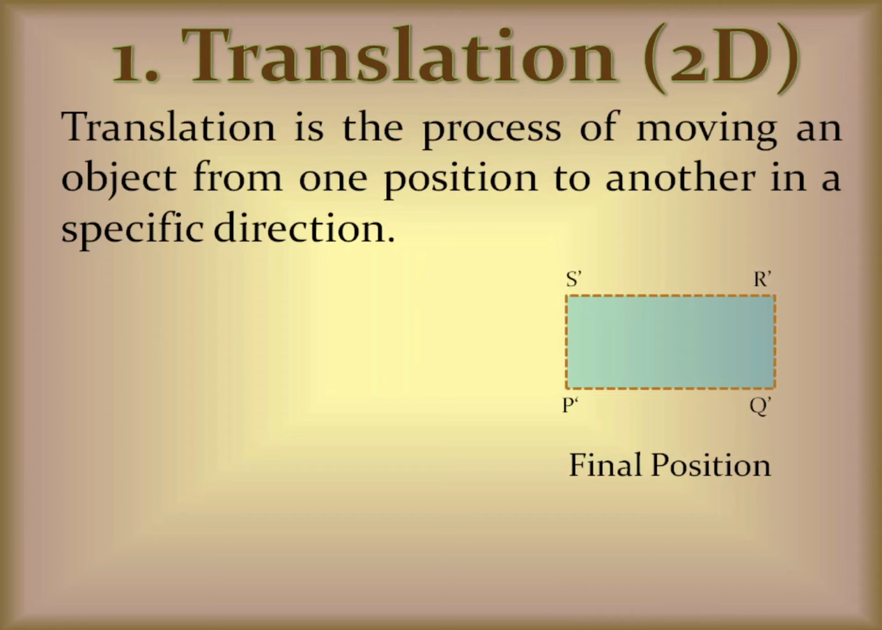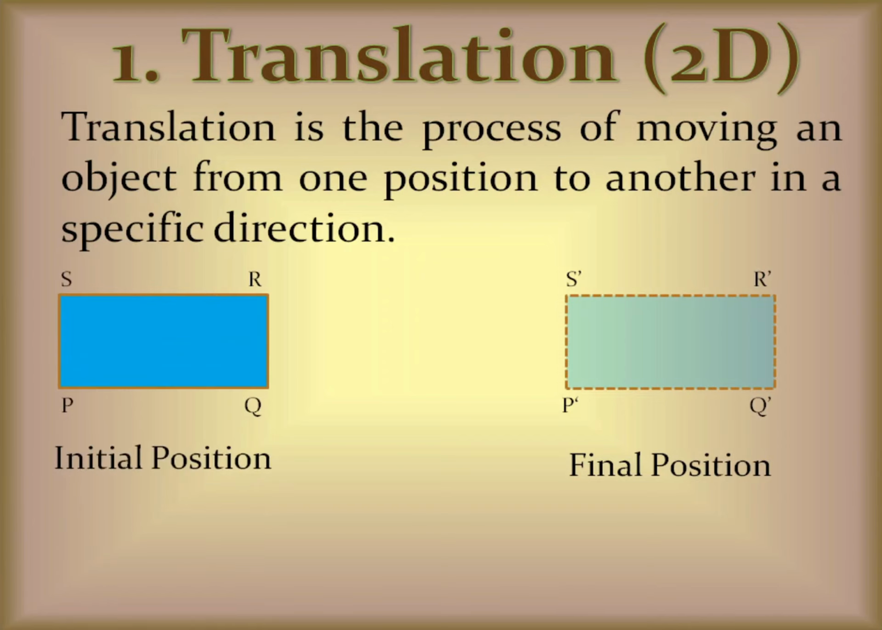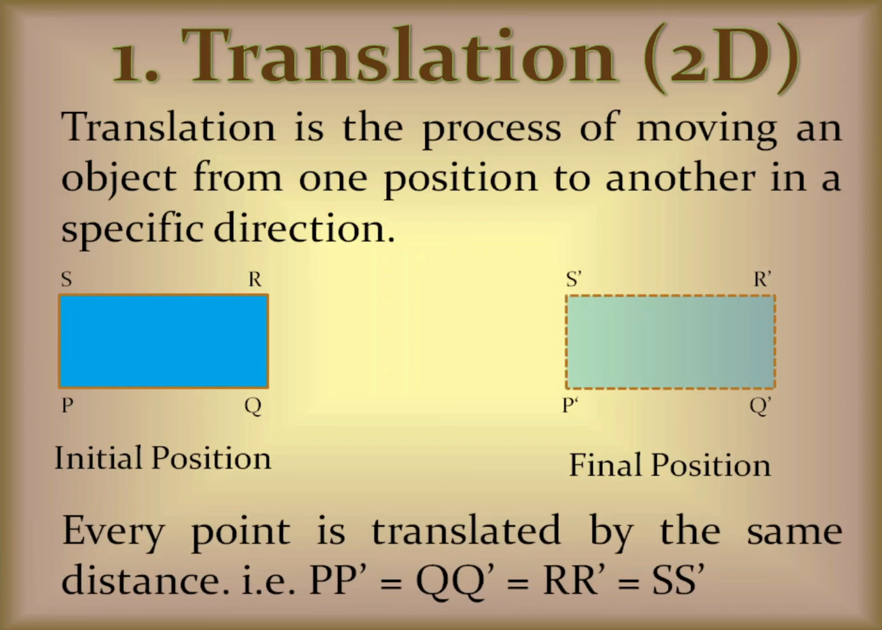Figure shows the new or final position of the rectangle P dash, Q dash, R dash and S dash. This one shows the initial position of the rectangle P, Q, R, S. Every point in the rectangle is translated by the same distance. That is, the distance between P to P dash is equal to Q to Q dash, that is equal to R to R dash, that is equal to S to S dash. So this is what is happening in translation.